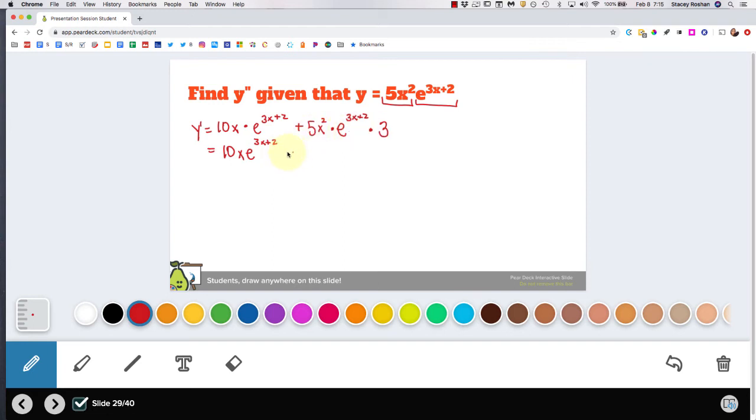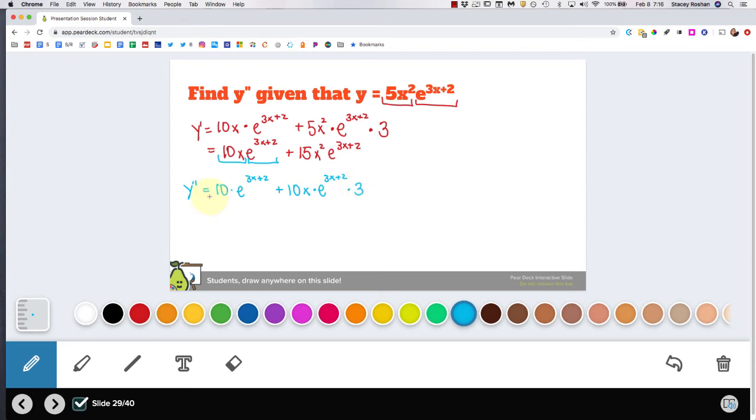That 5 times the 3 we can rewrite as 15x squared e to the 3x plus 2. Now the derivative of 10x e to the 3x plus 2 again is going to be a product rule. So let's take the second derivative. That's going to be my first. That's going to be my second. The derivative of 10x is 10 times the second plus the first times the derivative of the second, e to the 3x plus 2 times 3.